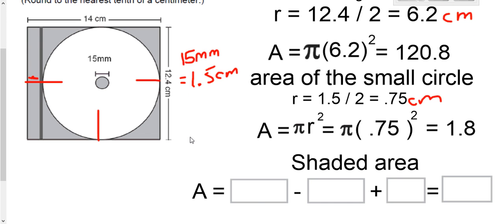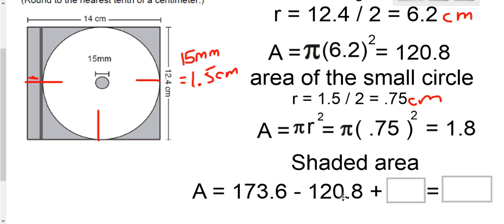So the shaded area equals the total area, which we had was 173.6. We subtract the big circle, which gets rid of the middle part too. The big circle was 120.8 square inches. I'm sorry, square centimeters. And then we add back in, since we subtracted it with this big circle, we add back in this little circle here, which was 1.8 square centimeters. And we end up with our final answer of 54.6. Check me on that. Check all my math in there.